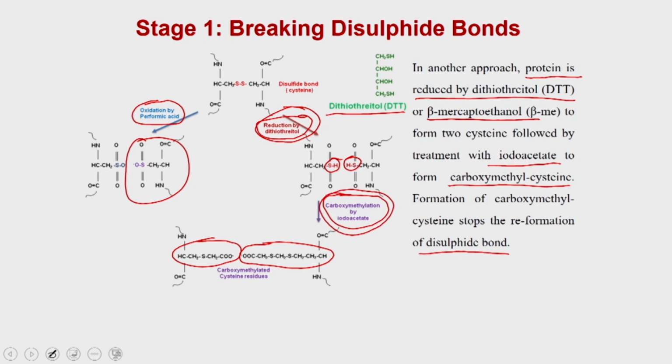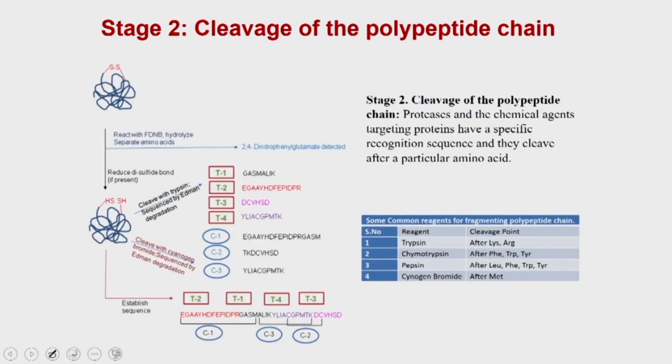Now, let us move on to the next step. In stage 2, you are going to do the cleavage of the polypeptide chain. Once your disulfide linkages are gone, in the second step you have to cleave the linear polypeptide chains. The cleavage can be done simply by proteases or chemical agents.